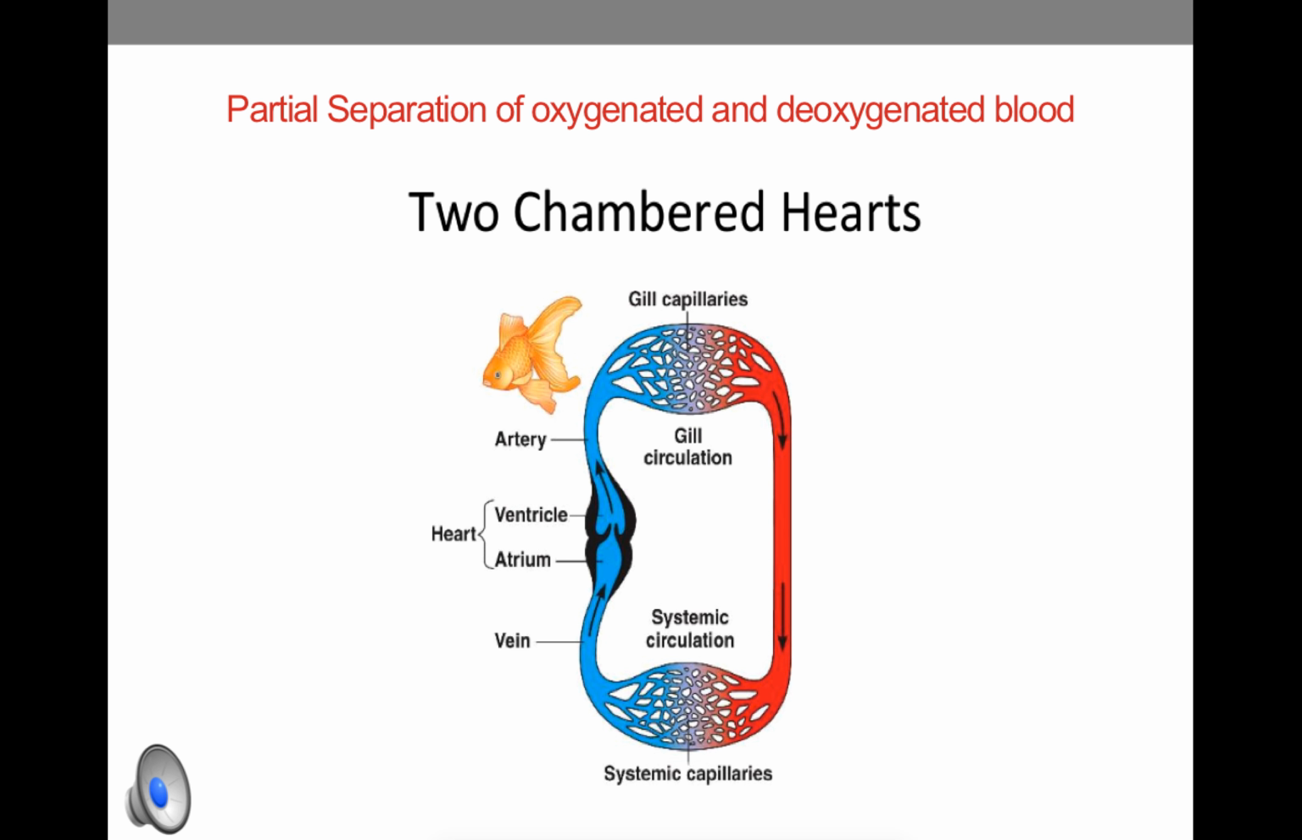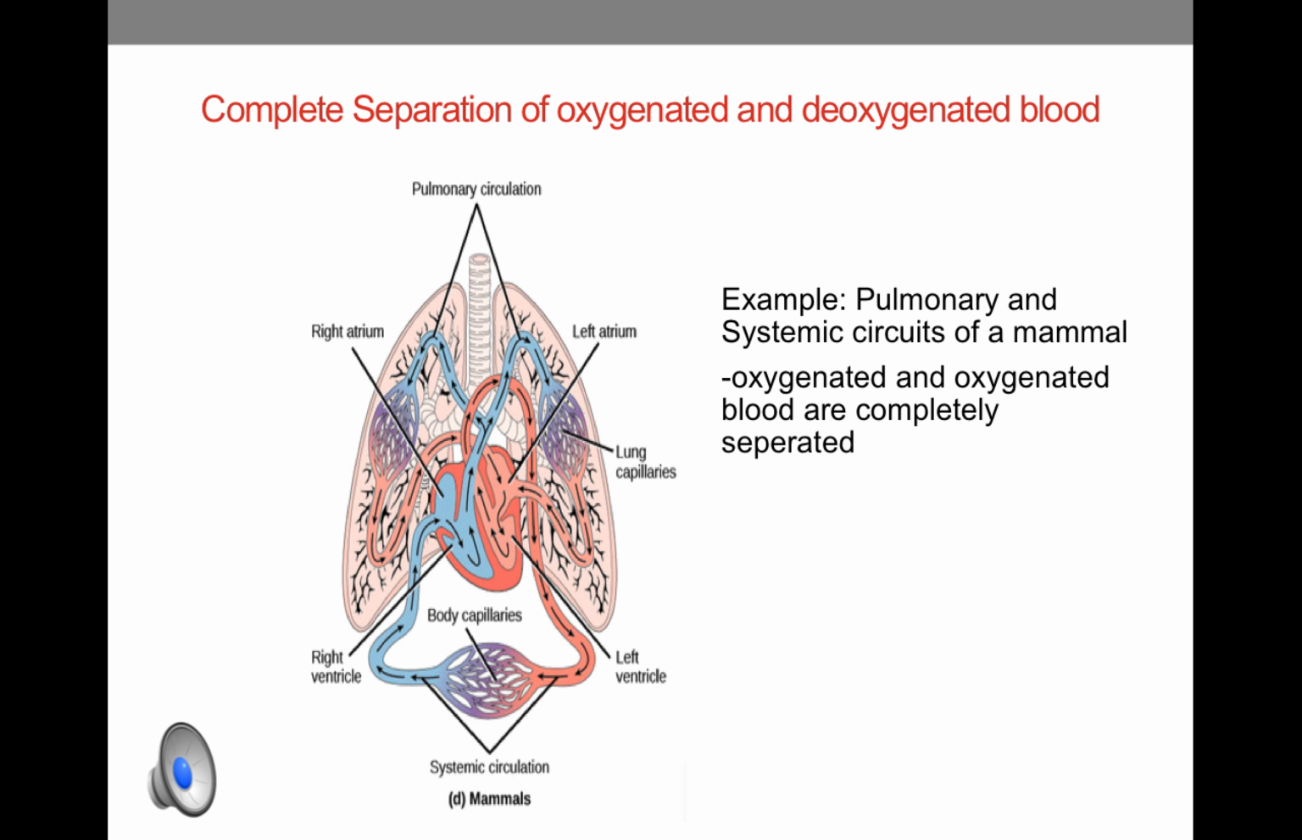This results in a limit in the amount of oxygen that can reach some of the organs and tissues of the body, reducing overall metabolic capacity of the fish. Organisms with partially separated circuits have relatively lower metabolic rates and can sustain themselves with blood that has lower oxygen levels. However, partial separation of oxygenated and deoxygenated blood often doesn't provide enough oxygen for organisms with high metabolic rates.